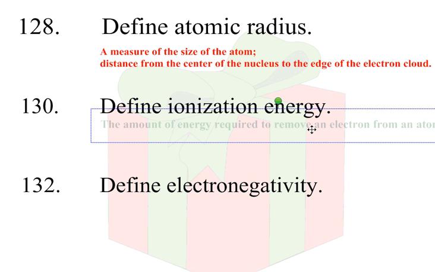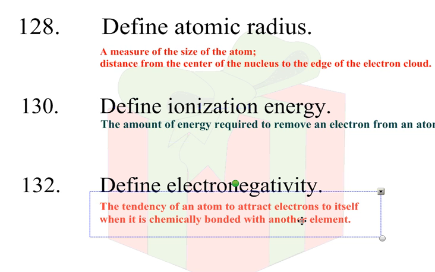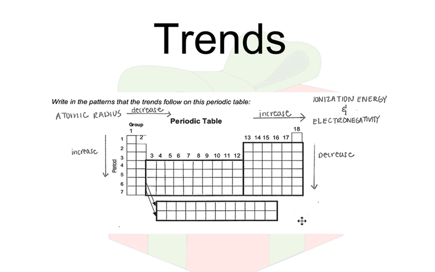The ionization energy is the amount of energy required to remove an electron from an atom. And electronegativity is the tendency of an atom to attract electrons to itself when it's chemically bonded with another element. So these three definitions, memorize them. You need to know them. Then in addition to just knowing those definitions, you need to know their trends on the periodic table.